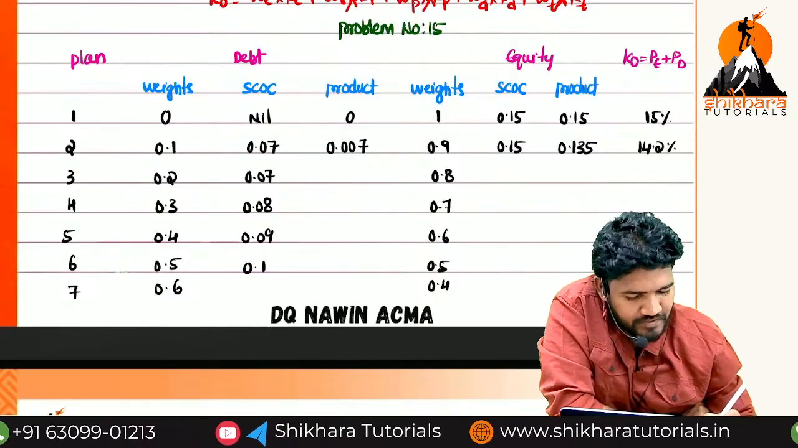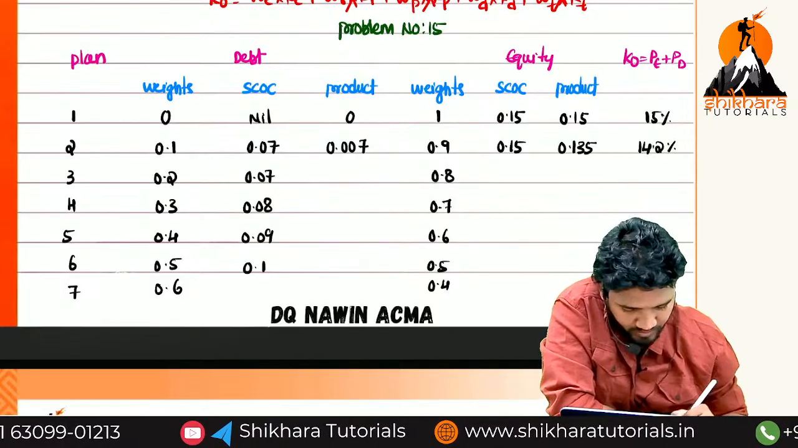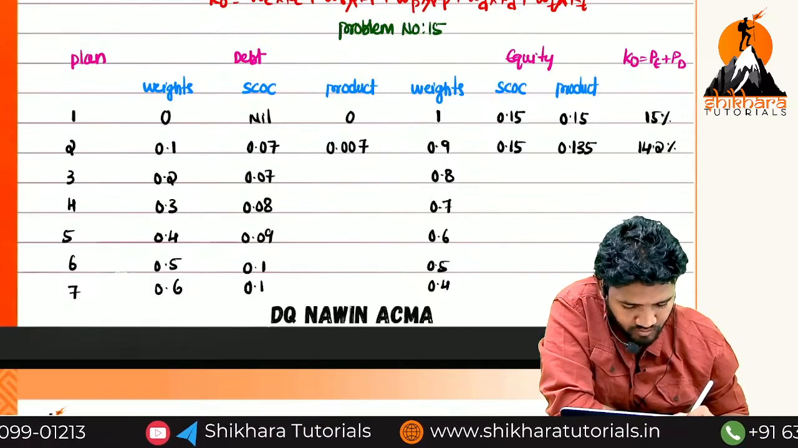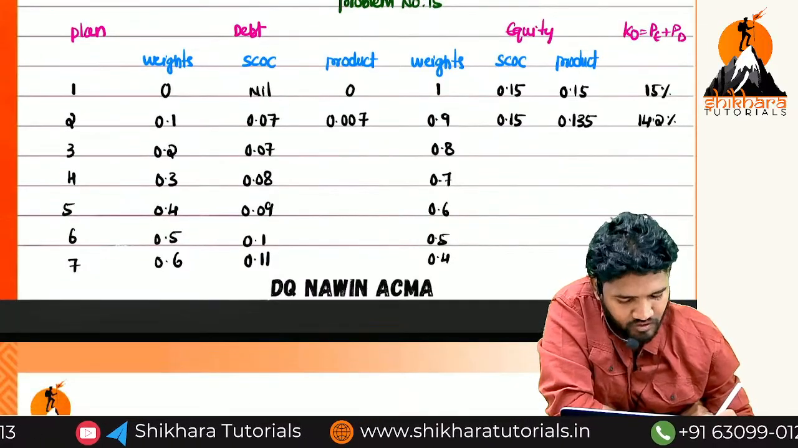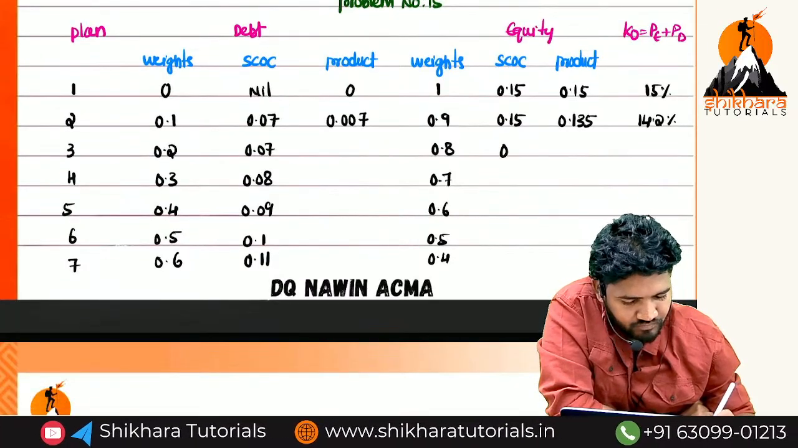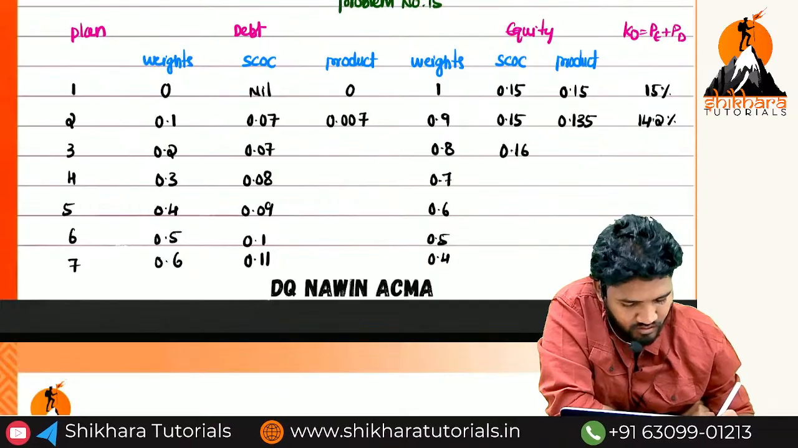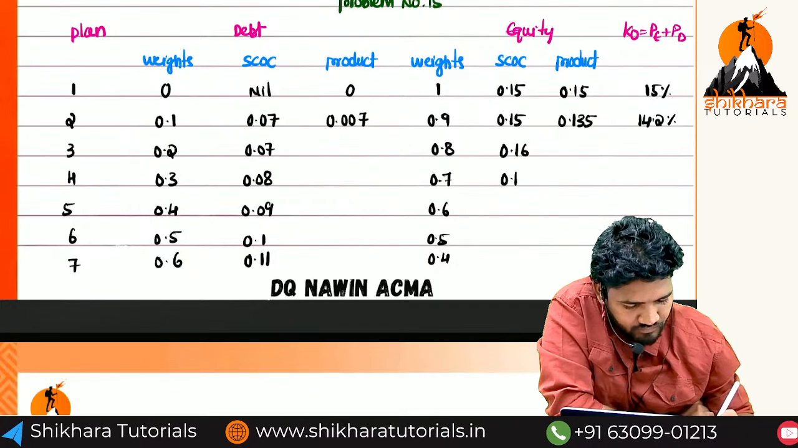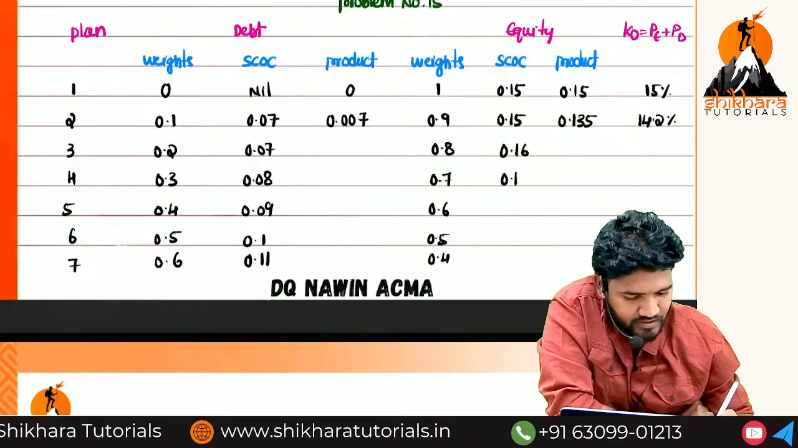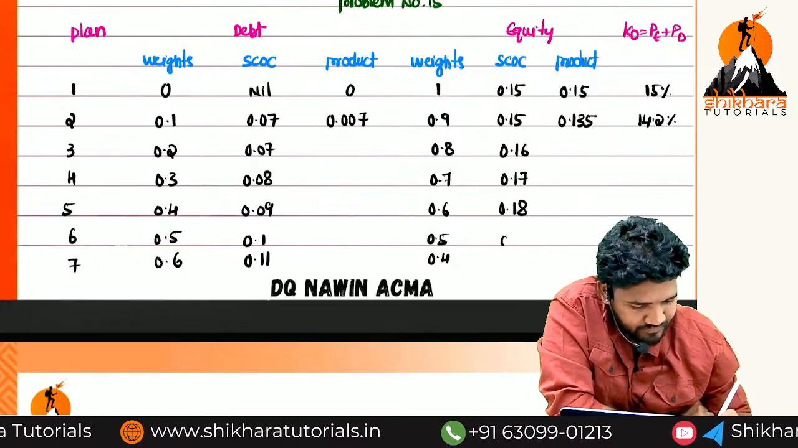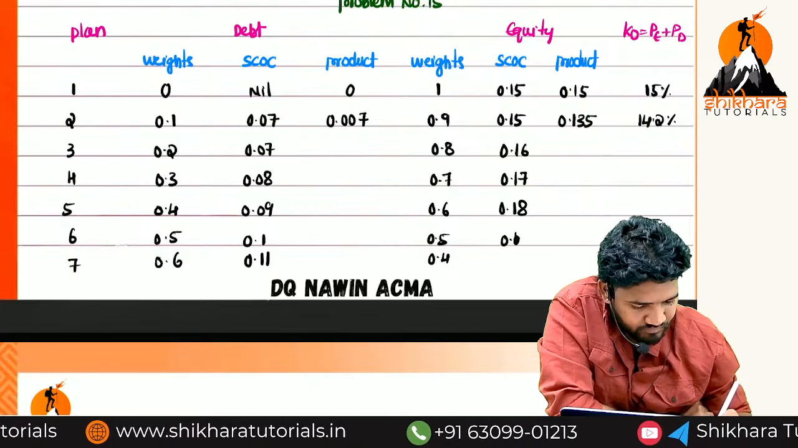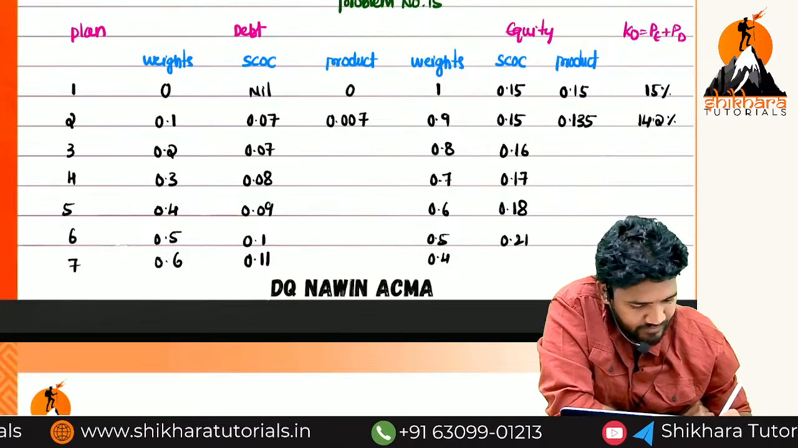Now what about the specific cost of equity for plan 2? 0.111. What about the equity specific cost of capital as per plan 3? Plan 4, 16 again, 17. Plan 5, plan 6, plan 7.